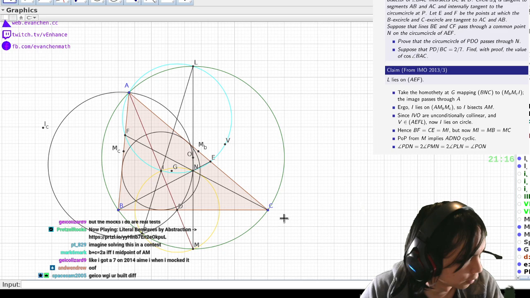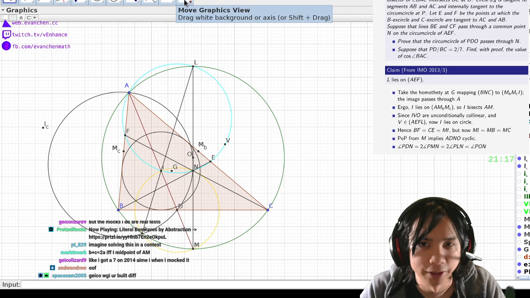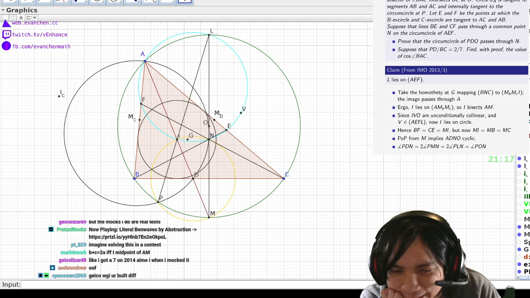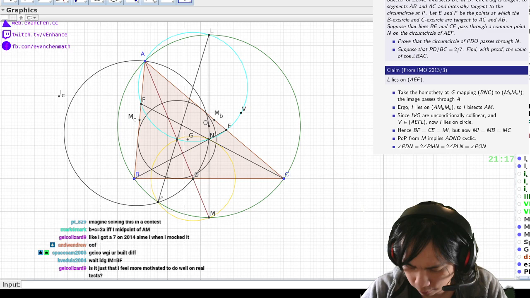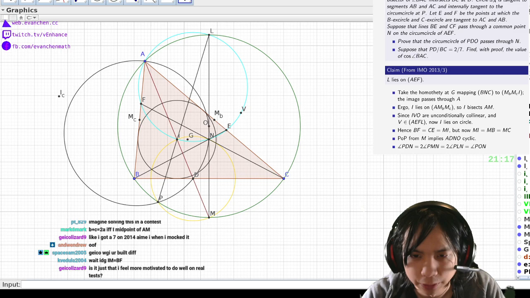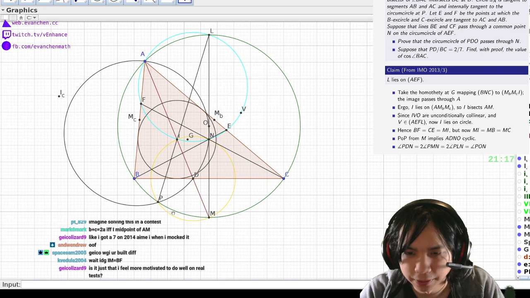Oh, I mean, if I wanted to solve this during the test, I would just throw Barry at it. Like, it's a Barry problem. Oh, no. But I'm confused now. I don't get IM equals BF. IM is equal to BM. Or, IM is equal to CM. Because M is always the circumcircle of BIC. And BM, CN is a parallelogram, so BF equals CM, right?